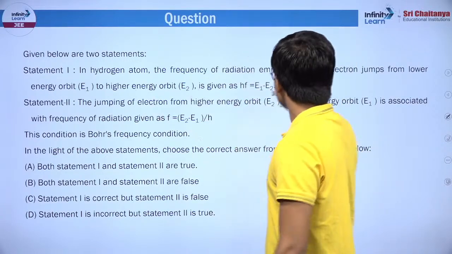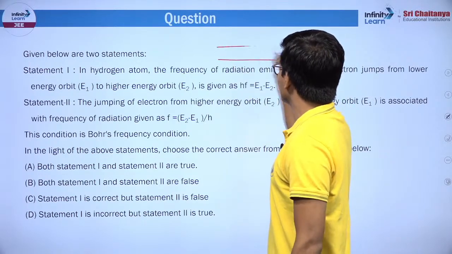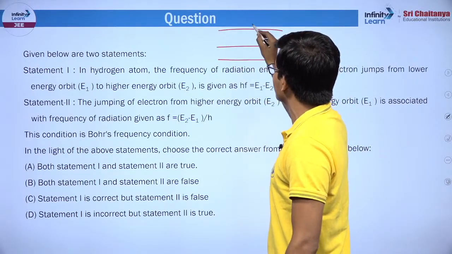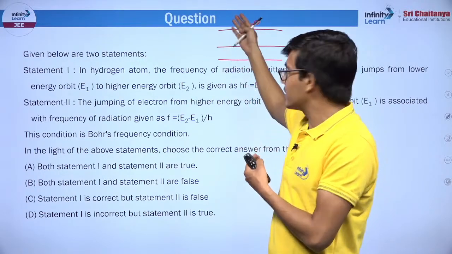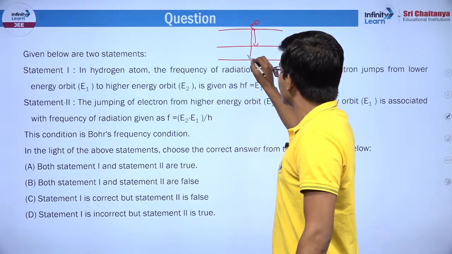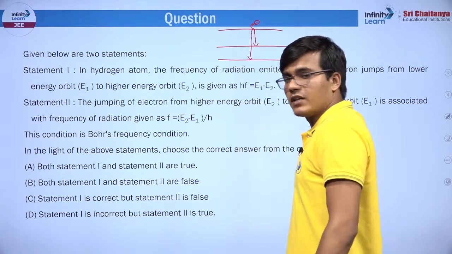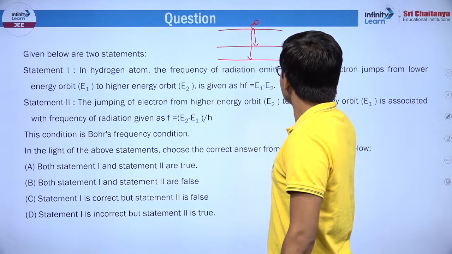In a hydrogen atom the frequency of radiation emitted, ध्यान से देखो रेडिएशन कब निकलती है? जब भी कोई इलेक्ट्रॉन ग्राउंड स्टेट से कुछ एनर्जी एब्जॉर्ब करके हायर स्टेट में चला जाता है, and then it does not remain stable for so much time there, so it will just come down like this and like this, so much photons will emit.